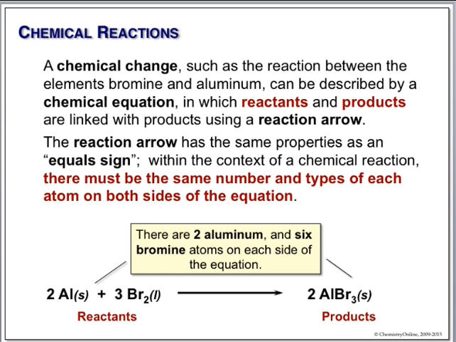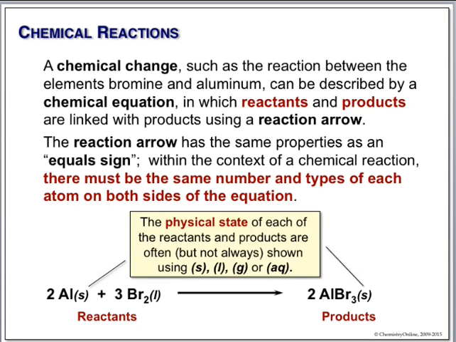You'll also note the little S's and L's and whatever. These indicate the physical state of the substance. So aluminum here is a solid, bromine is a liquid. Our product, aluminum bromide, is a solid. We also use little g for gas, and aq. Aq means it's in solution in water, aqueous solution. We'll talk about aqueous solutions a little bit later.